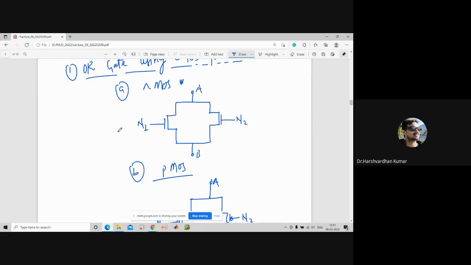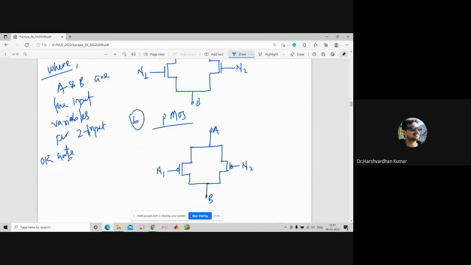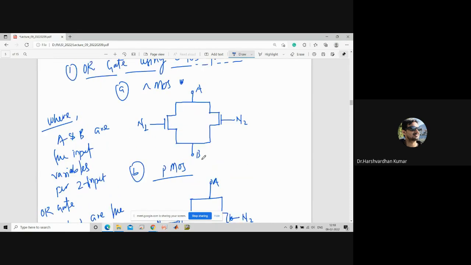So what will happen? A two-input OR function means the appearance of the same voltage at A and B, where A and B are the input variables for the two-input logic gate, the OR gate here, and N1 and N2 are the gate signals. We know this is NMOS.